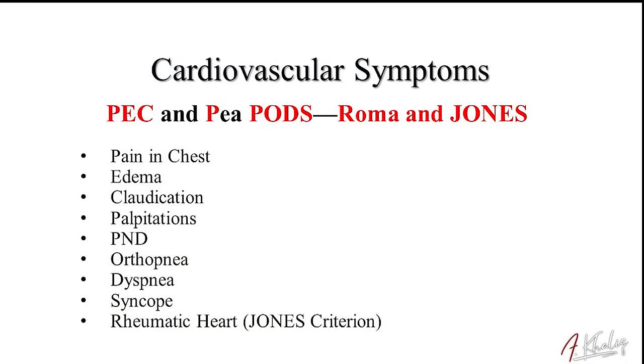Moving on to the next, we have a new scene, and that is known as PECs and PODS with ROMA and Jones. Now, what does that mean? PEC: P stands for pain in chest, E for edema, and C for claudication. Then we get P and PODS, P for palpitation, and then PODS: P stands for PND, O for orthopnea, and D for dyspnea, which is just exertional dyspnea. And we have S, which stands for syncope. And besides that, we also have ROMA and Jones. ROMA is here to remind you of rheumatic fever, and Jones is the famous Jones criteria for that fever.